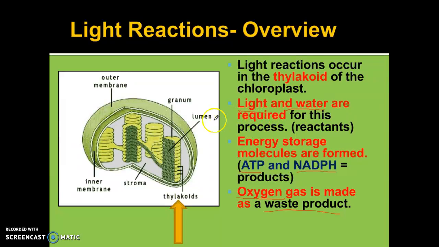So the reactants for this light reaction are basically the light and the water. And it's going to make a little bit of ATP and NADPH, together with oxygen, which is going to be released into the atmosphere.